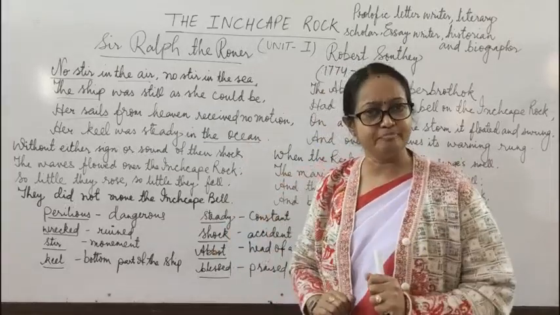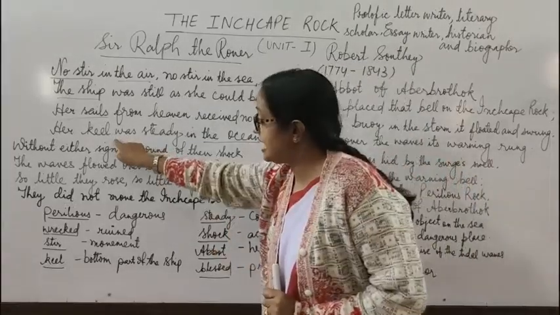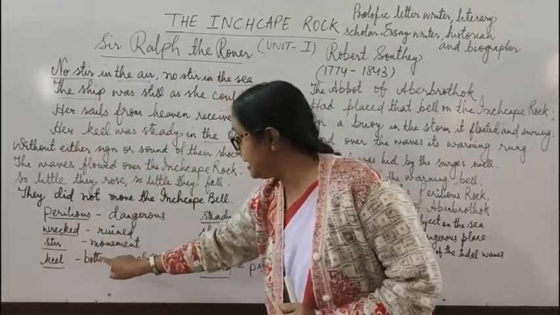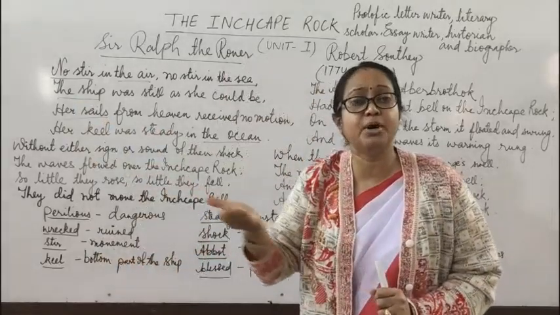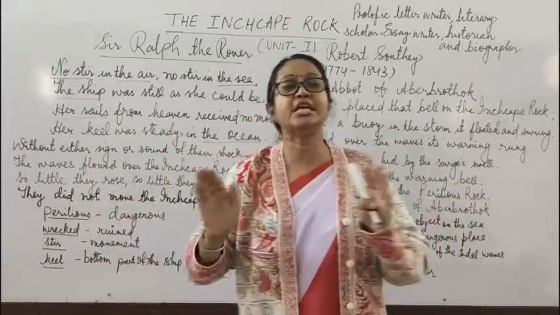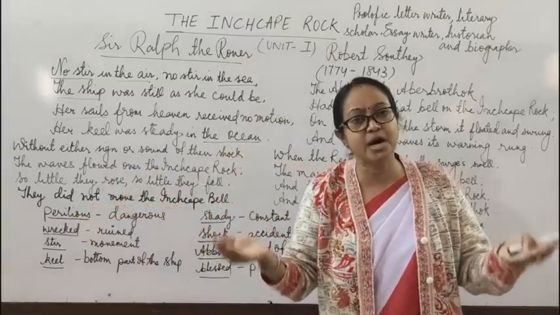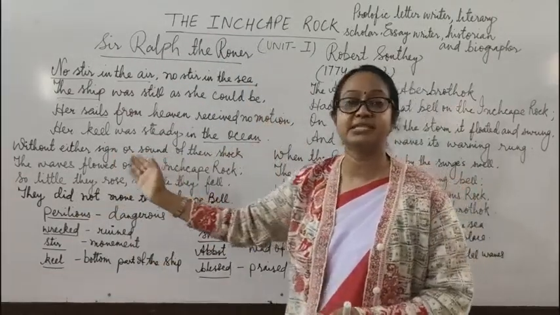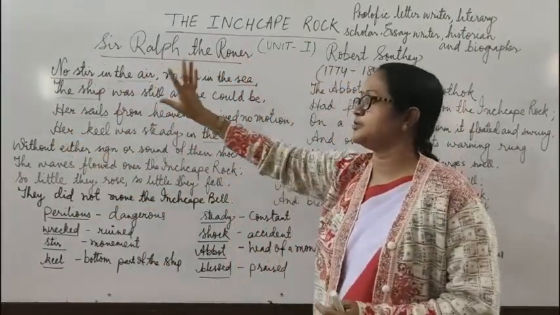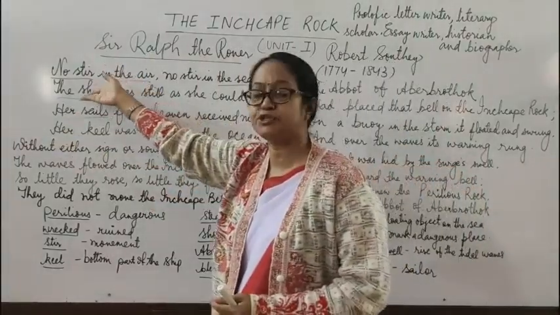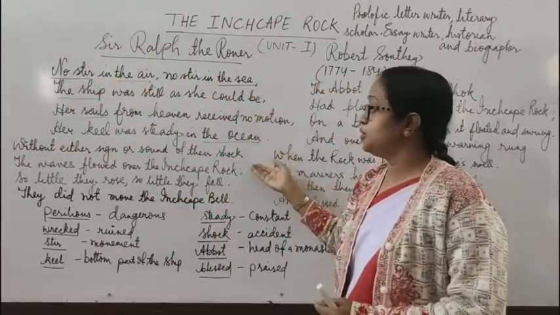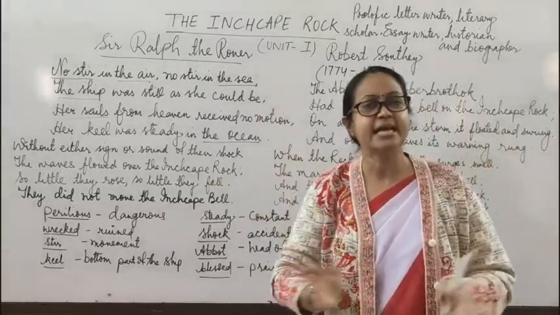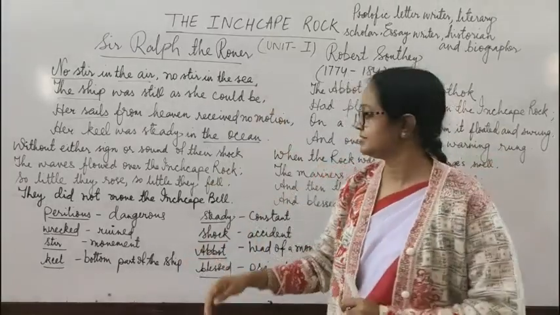There is no movement, and so her keel. Her means the ship's keel. What do you mean by keel? Keel means the bottom part of the ship. The bottom part of the ship did not have movement. It was motionless. As everything was still, the air, the sea, the ship, her sails, which refers to the sails of the ship, and the ocean, everything was a picture of stillness, and everything was motionless.